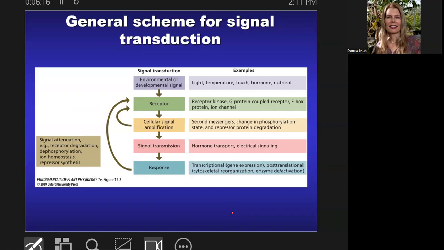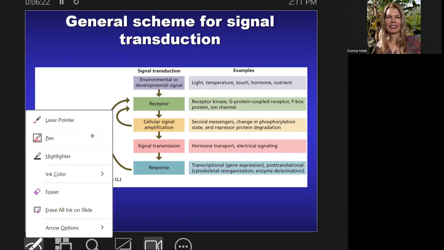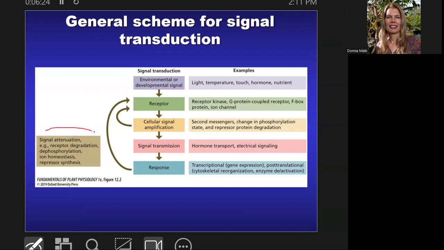And then usually what happens is at some point you'll need to, the fancy word is attenuate, signal attenuation, which means at some point you're going to have to quiet that down. You can't always have that on all the time, typically. And so there needs to be a way to kind of quiet things down and say, okay, we're done with that, interpreting that signal.